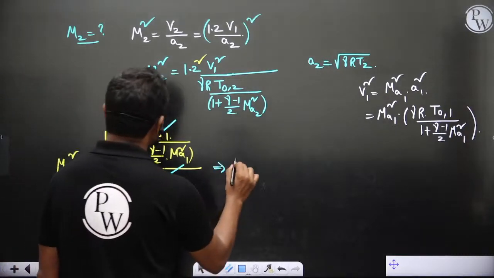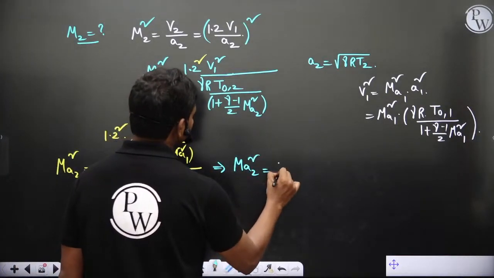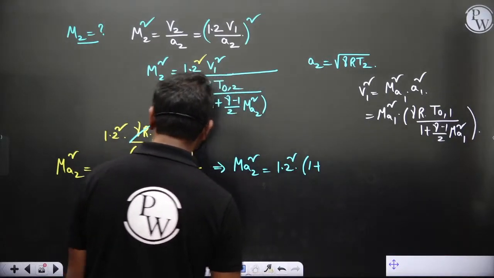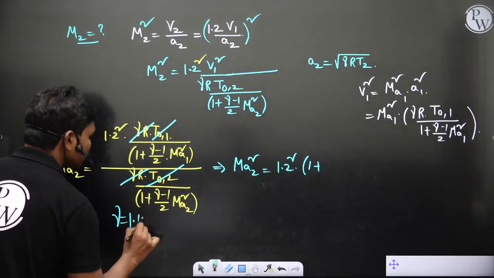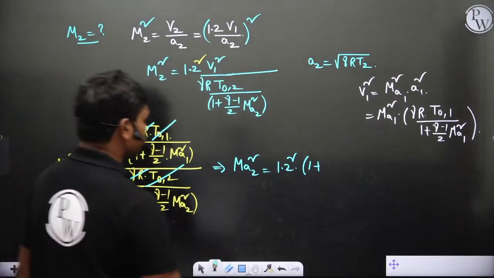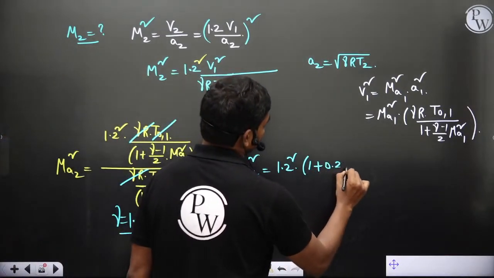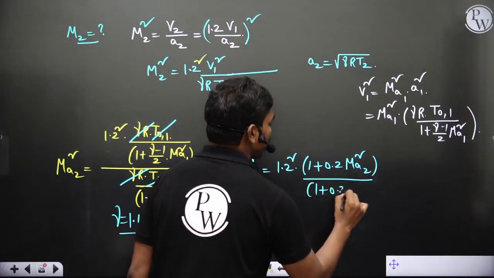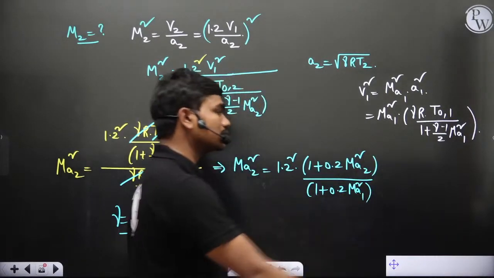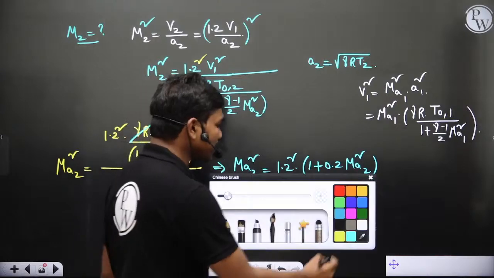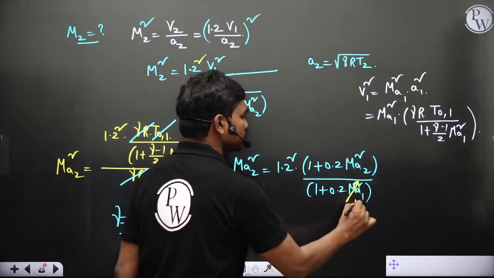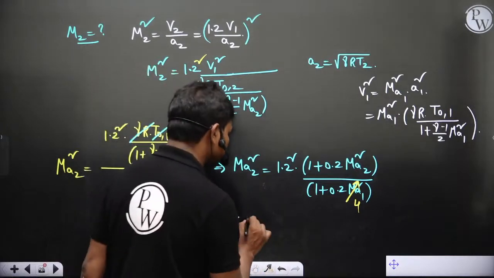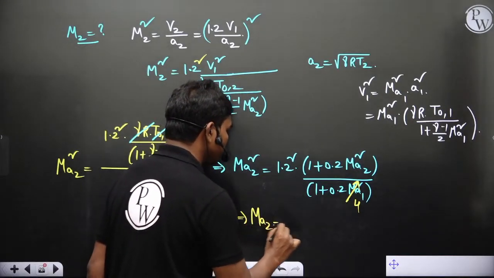So this gives Mach 2 square equal to 1.2 square times 1 plus 0.2 Mach 2 square, divided by 1 plus 0.2 Mach 1 square, because gamma is 1.4 for air and gamma minus 1 by 2 is 0.2. That's it, this is the equation. Now clearly Mach number 1 is equal to 2, so Mach 1 square is 4. Then you can solve one equation with one unknown, Mach number 2.